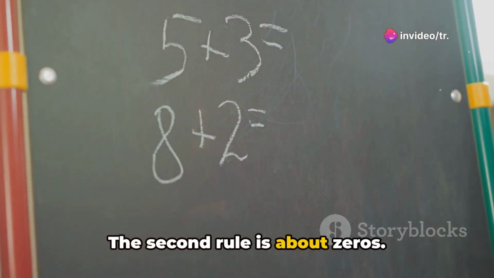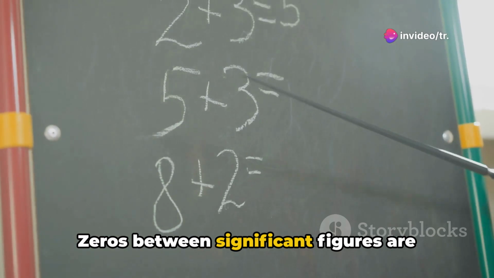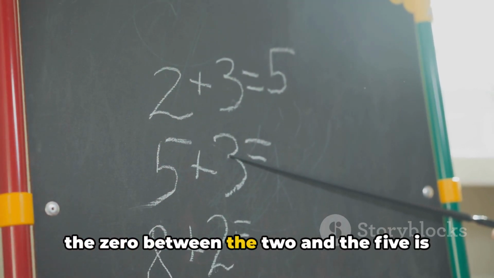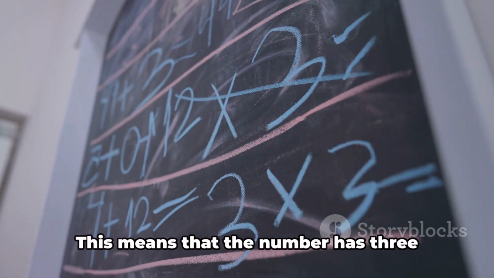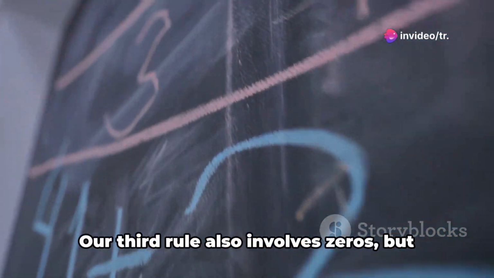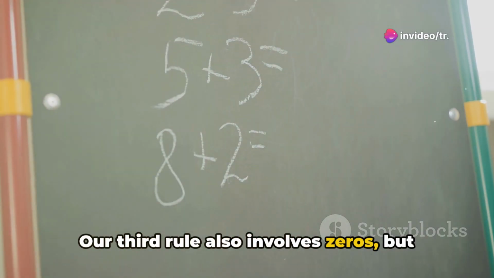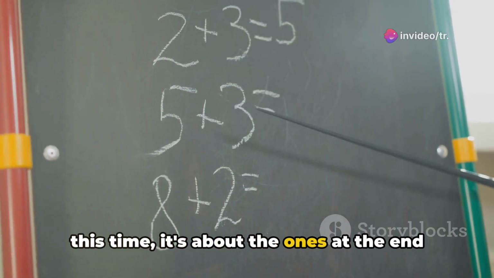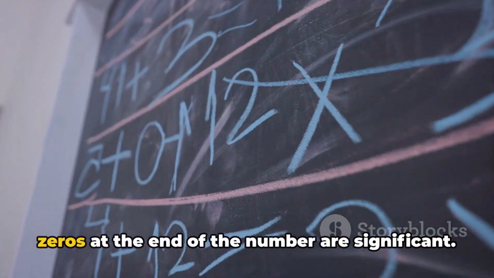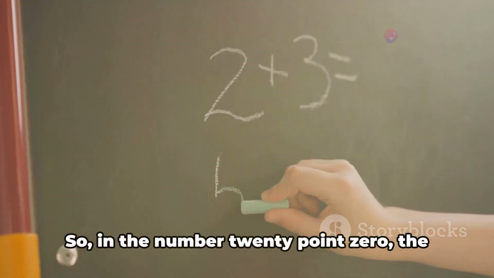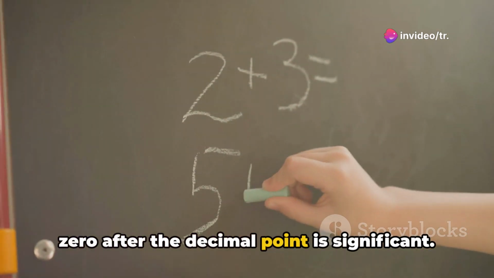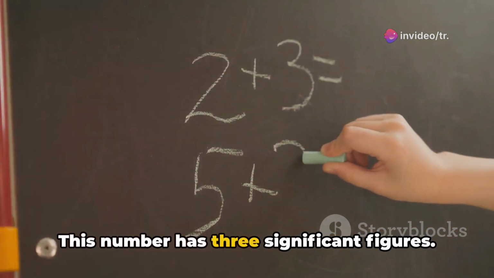The second rule is about zeros. Zeros between significant figures are also significant, so in the number 2005, the 0 between the 2 and the 5 is considered significant. This means that the number has 3 significant figures in total. Our third rule also involves zeros, but this time, it's about the ones at the end. If a number has a decimal point, then any zeros at the end of the number are significant, so in the number 20.0, the 0 after the decimal point is significant. This number has 3 significant figures.